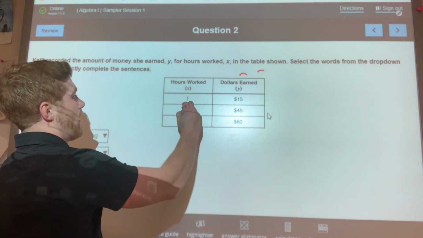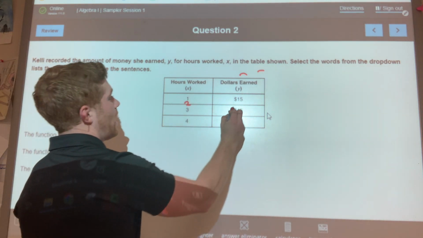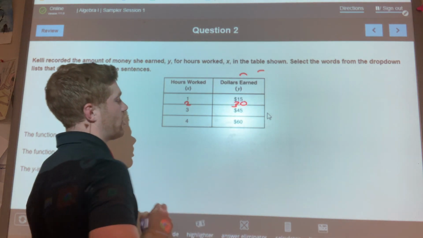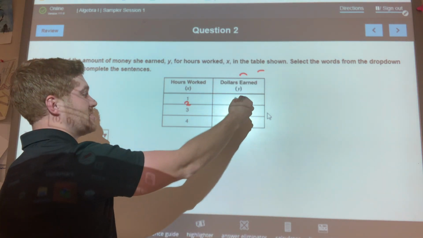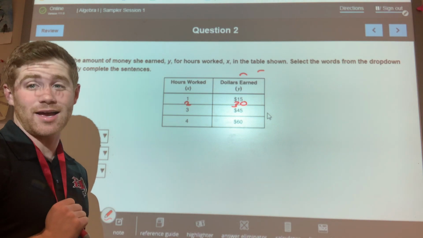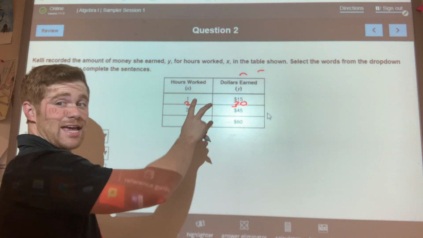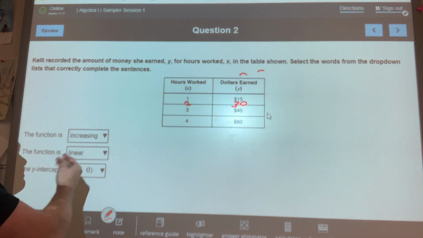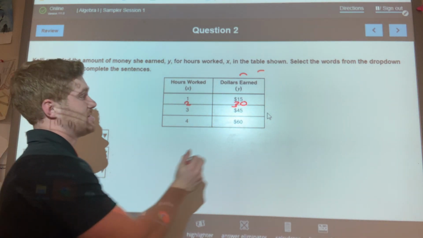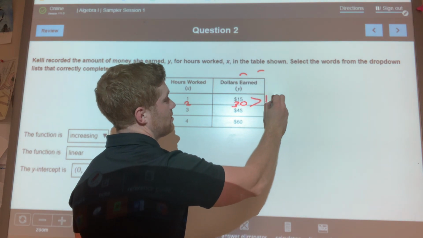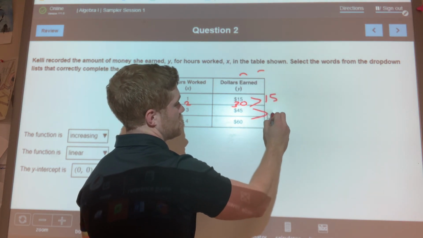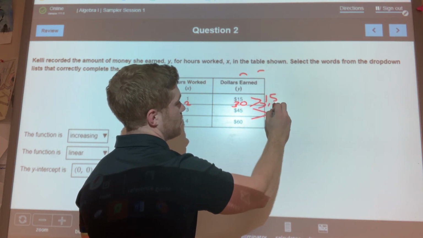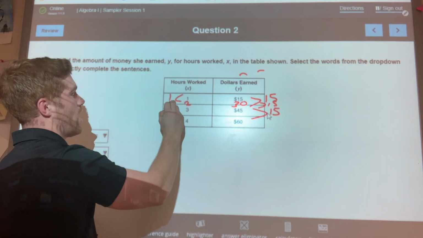Okay, if I were to put a 2 right here, I know that I would make $30 per hour because it increases by 15 each time. Okay, so since it's the same slope in this table here, I know that it's going to be linear. Okay, because this goes up by 15 each time. So these each go up by 15. And these each go up by 1.